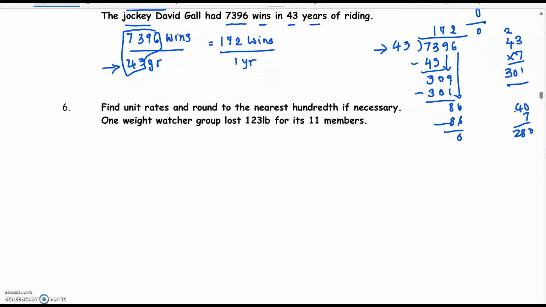Find the unit rates and round to the nearest hundredth if necessary. So let's see if it's necessary. In one Weight Watcher group, the entire group lost 123 pounds. That's adding all the weight losses together of its 11 members. So let's see what the rate is. It is 123 pounds per 11 members.